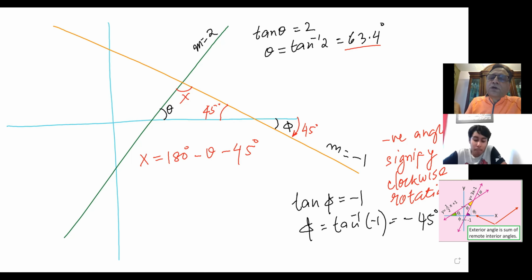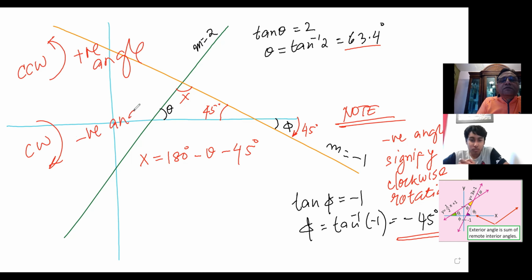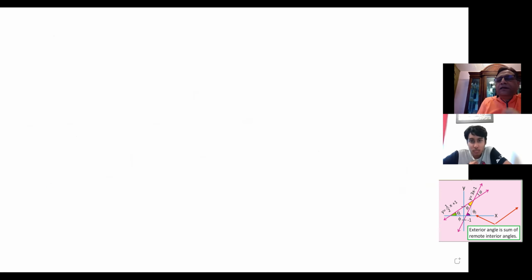Okay, sir. So here you learn the concept of negative angle. Negative angle basically means clockwise direction, correct? So note, counterclockwise is positive, right? Counterclockwise, positive angle. And then clockwise is negative, right, sir? Clockwise, negative angle. Correct. So is that clear to you? Yes, sir. Perfect.